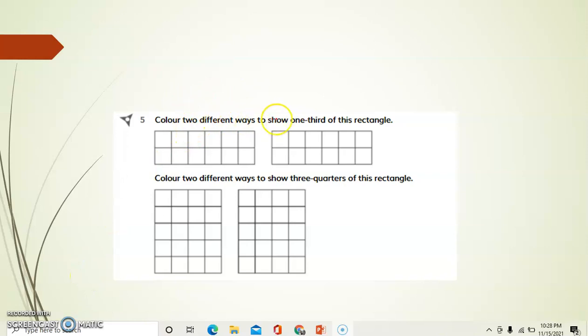Color 2 different ways to show 1/3 of this rectangle. So, we have to shade 1/3 part. As mentioned earlier, take this as 3 groups. 1, 2, 3. Consider it as 3 groups. These are groups of 3.